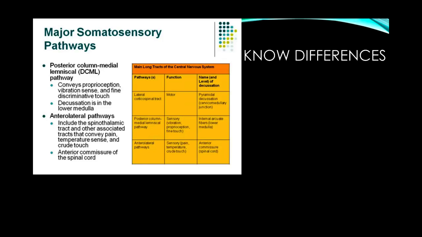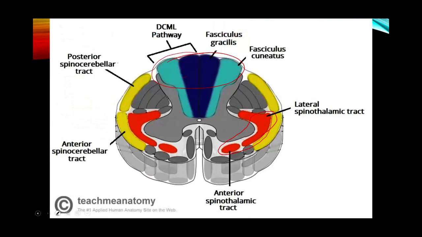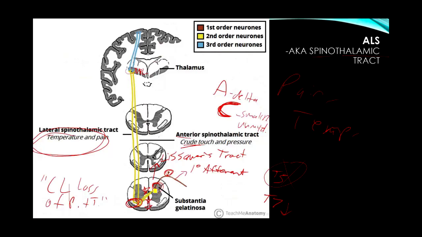As a review, so you'll also see DCML, which is dorsal column medial lemniscus. Same thing, PCML, DCML. Conveys proprioception, vibration sense, and fine discriminative touch. Those are all buzzwords for the PCML. And the decussation is in the lower medulla, where the information crosses over. The ALS, pain, temperature, crude touch. And the decussation is in the anterior commissure of the spinal cord. So that was right here.